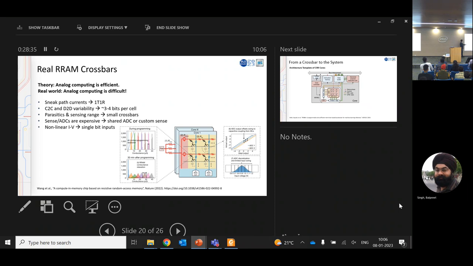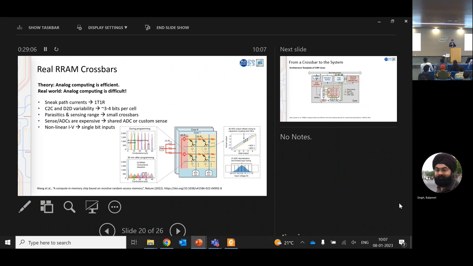Then you have very large cell-to-cell and device-to-device variability. This makes it quite challenging in programming it. You can't just put in any analog value and reliably get it back. So essentially what current technology that you can buy on the market does, it reduces the number of bits you can store per cell. So 3 to 4 is what you can currently achieve. Then you have parasitics and the sensing range. So you can't do super huge crossbars easily. You are still limited in the size of the crossbars, this is a huge challenge.